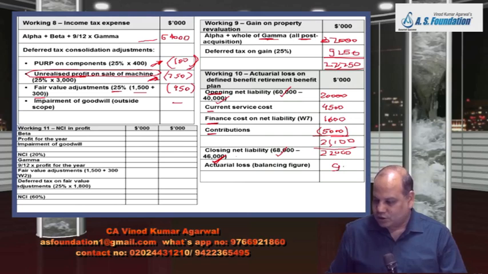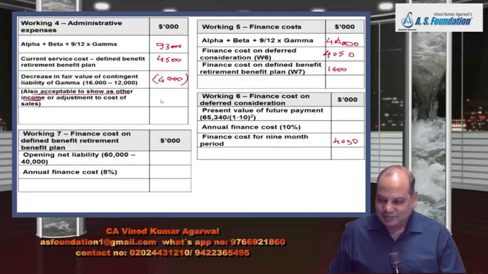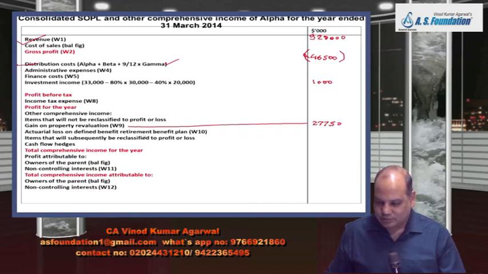Is it actuarial gain or actuarial loss? Loss. What about the deferred tax? Now here they have said ignore. Okay. So where is actuarial loss? Where should I write it?